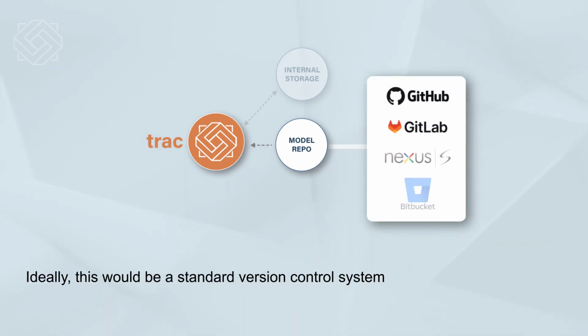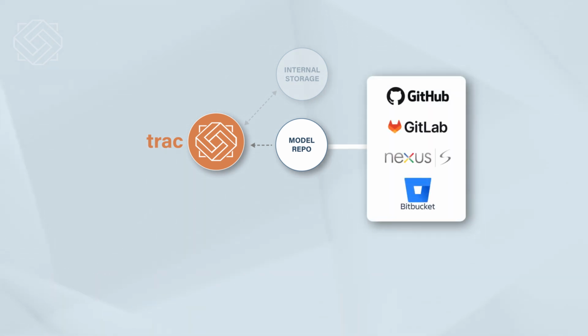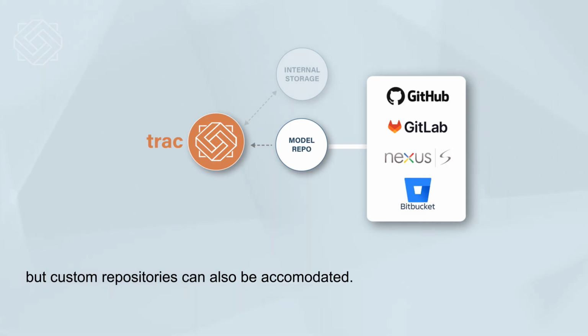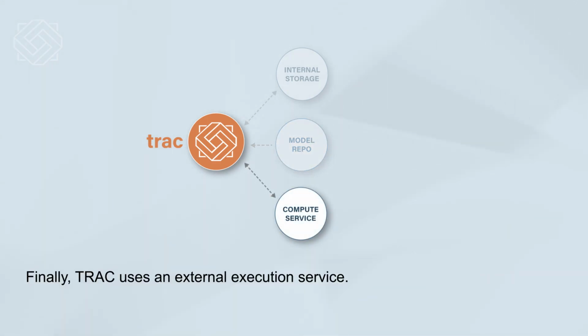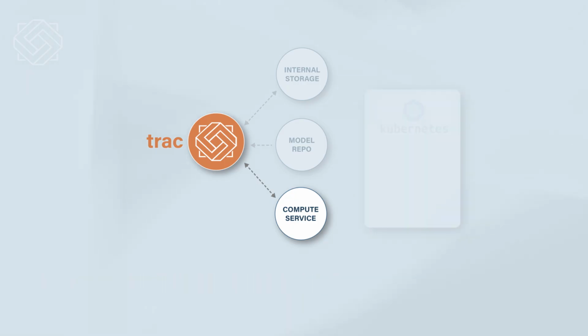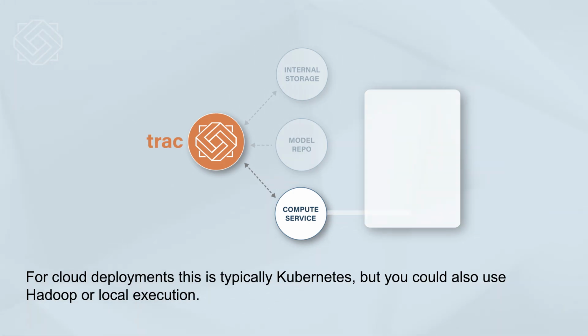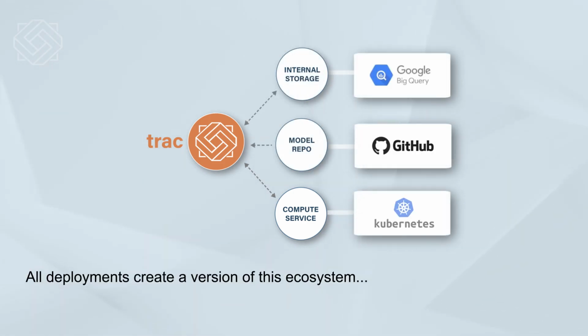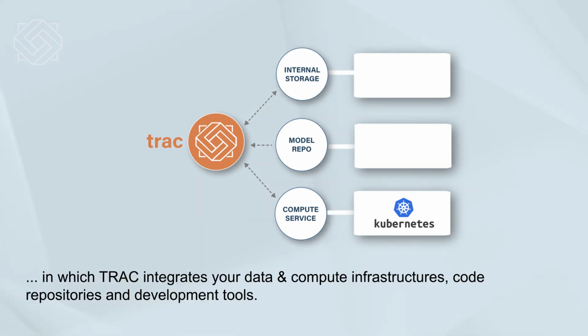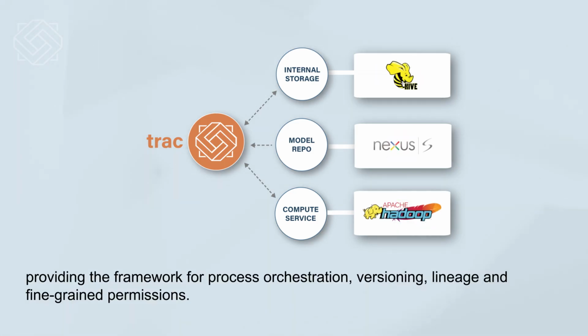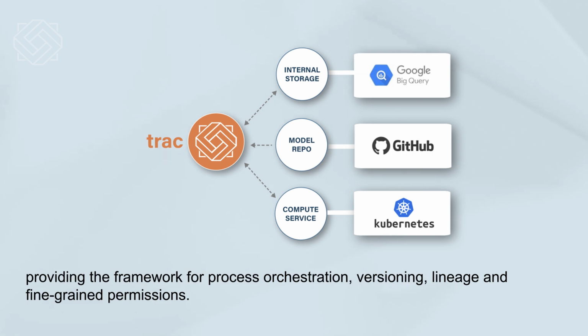Ideally, this would be a standard version control system, but custom repositories can also be accommodated. Finally, TRAC uses an external execution service. For cloud deployments, this is typically Kubernetes, but you could also use Hadoop or local execution. All deployments create a version of this ecosystem in which TRAC integrates your data and compute infrastructures, code repositories, and development tools, providing the framework for process orchestration, versioning, lineage, and fine-grained permissions.